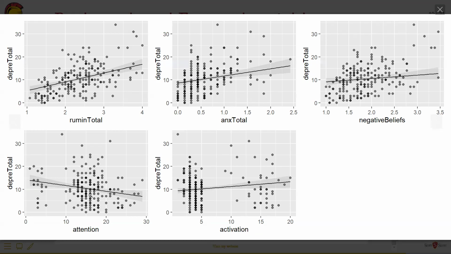Attention is kind of a weird distribution because of the way the scale was created, it's more like a discrete distribution, which is weird. So that's why I never did anything with this data. I never thought about it when I added this scale, but that's okay. So the relationship is negative. If I'm better on attention, my depression score decreases, right? If I'm better at focusing on things, my depression goes down.